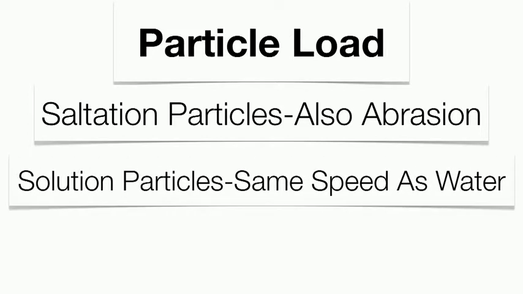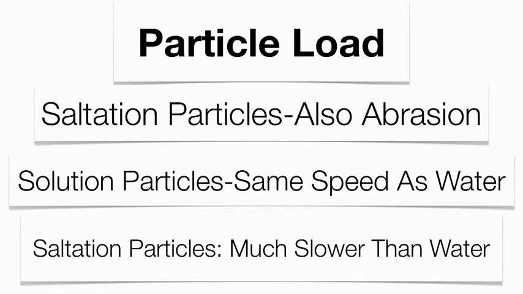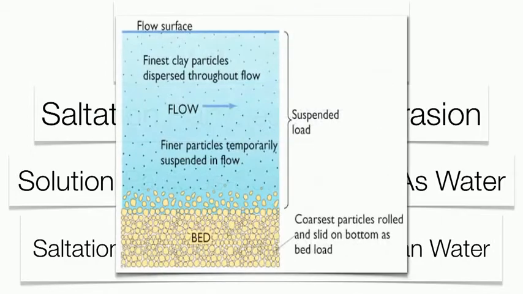Now, those solution particles, because they're so teeny tiny, they're going to pretty much travel at the same speed as the water. Okay, and those saltation particles, they tend to travel much slower, a lot more friction. So here's a quick diagram that shows the different loads that the water can pick up. Now, obviously, your dissolved load, you can't really see it because it's part of the water column now, but you see the floating load or the suspension load and the saltation load at the bottom.